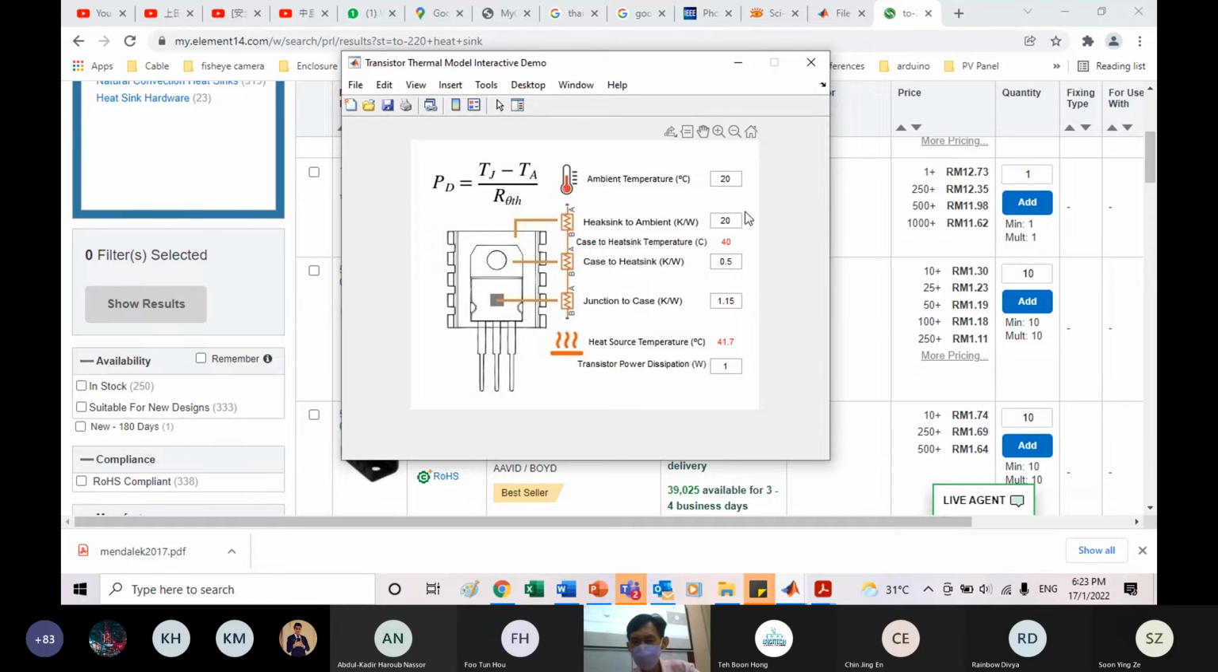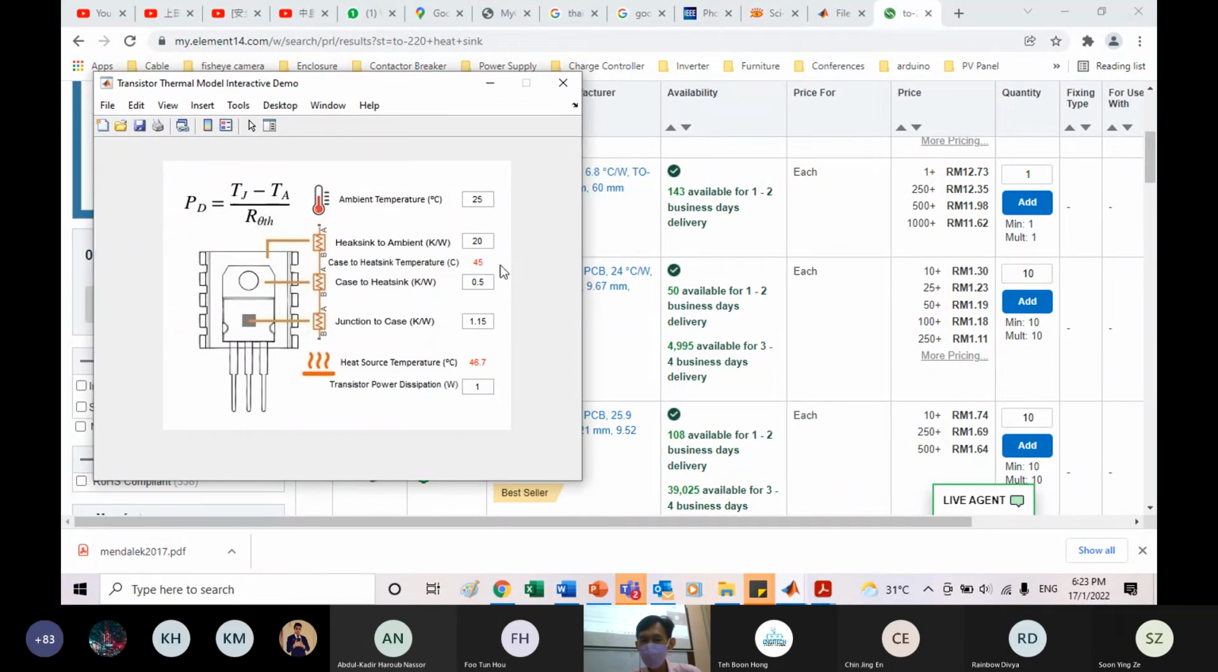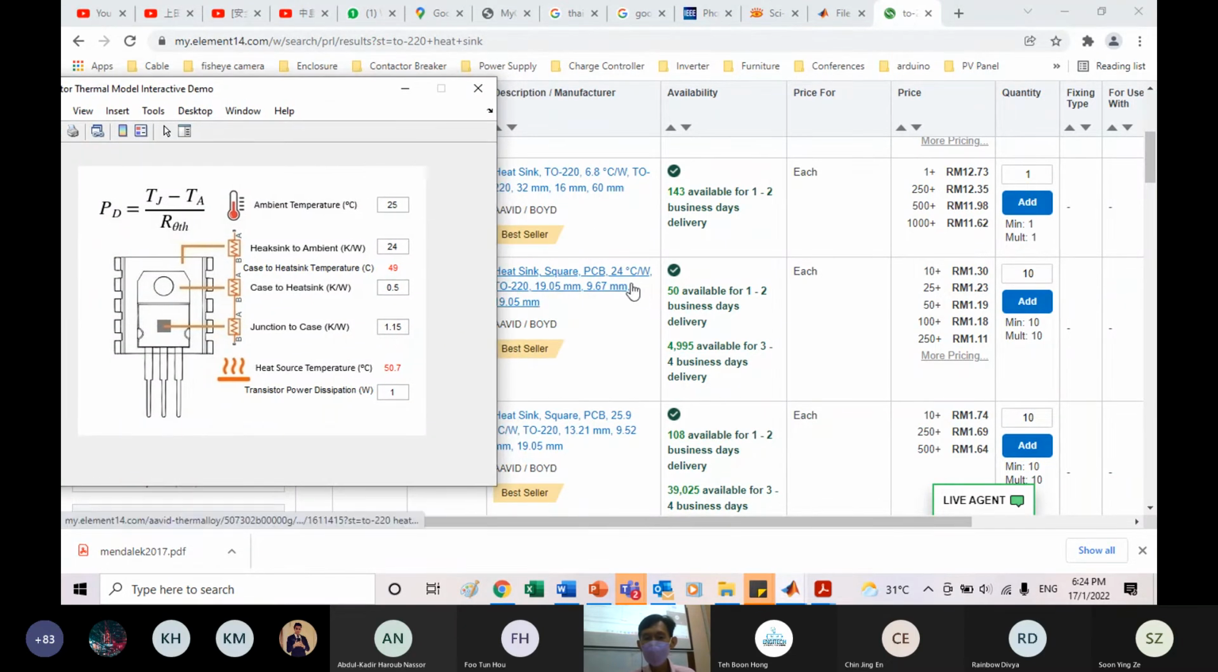Our room temperature is 25, and given the power dissipation, when you turn on, the transistor will go up to about 45 degrees, which is warm. This is the normal you all feel. And you are not sure whether this heat sink is good or not, so you just put it in here and see. This heat sink is 24, so it will give you around 49.